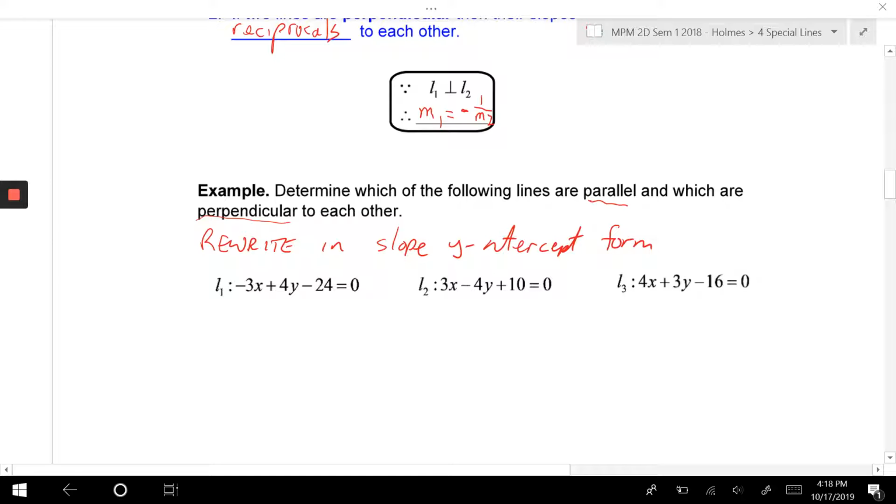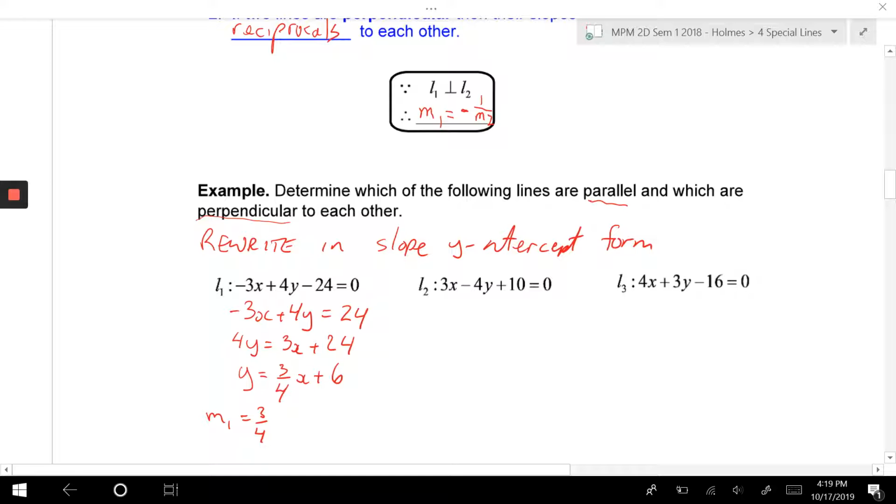So I'm simply going to add 24 to both sides. And then add 3x to both sides. And then divide both sides by 4 to isolate y. 24 divided by 4 is 6. So from here, I know that the slope of line 1 is 3/4.